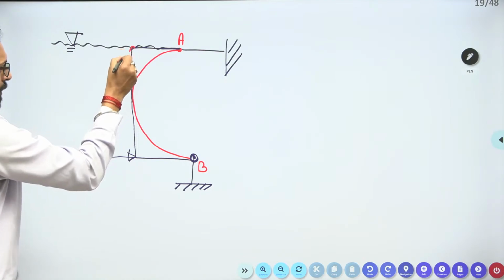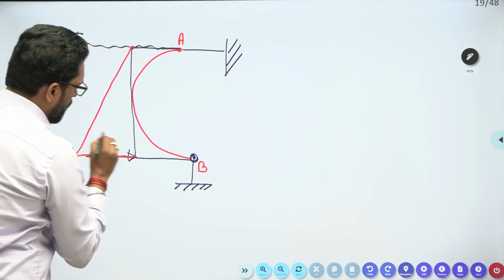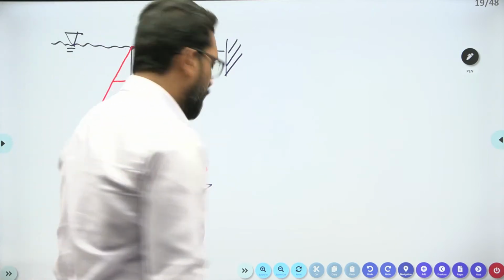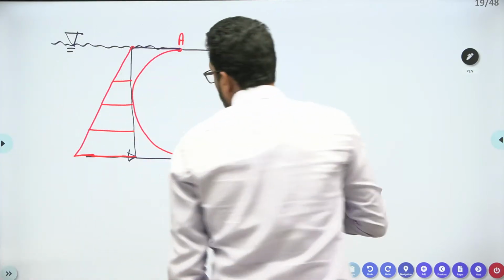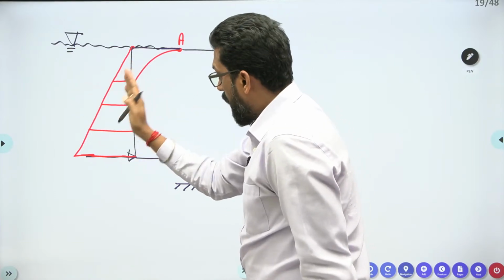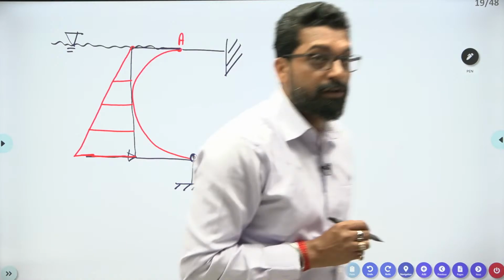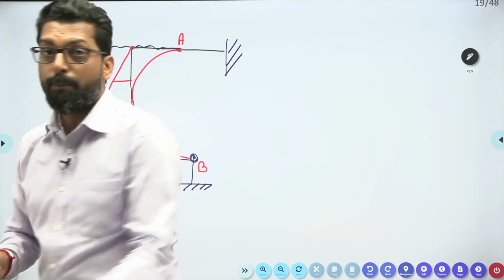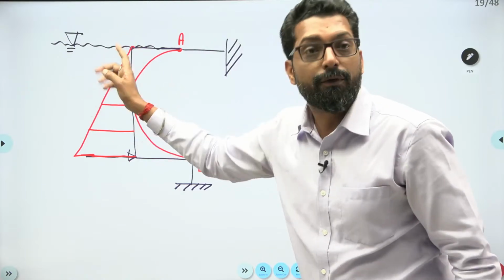So this is your pressure variation, and this pressure ultimately affects the horizontal force. We know this horizontal force acts at the center of pressure. What is the center of pressure? The center of pressure is the CG of this pressure prism.